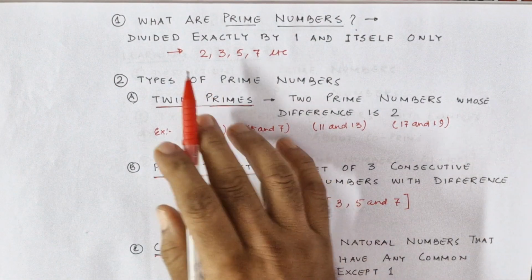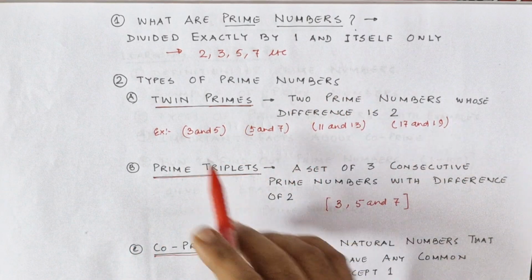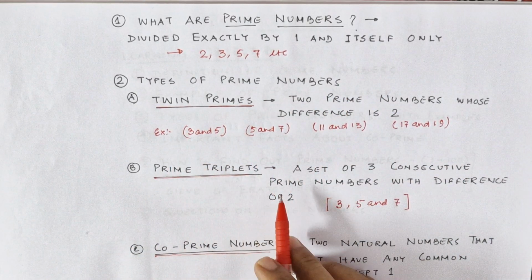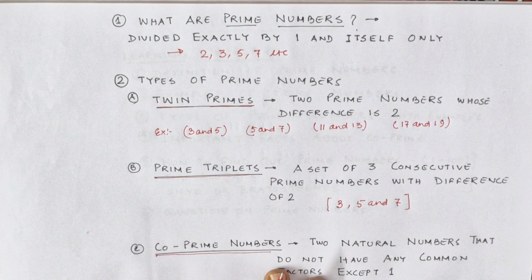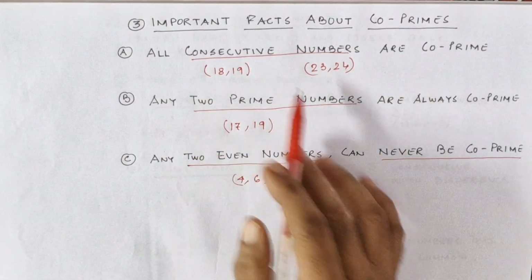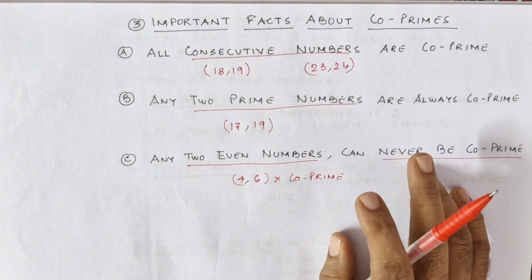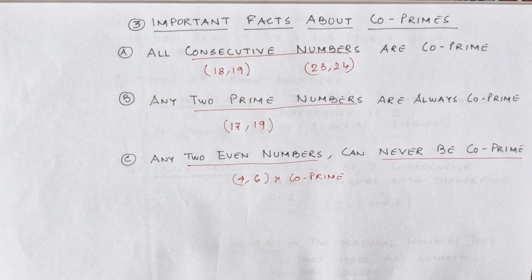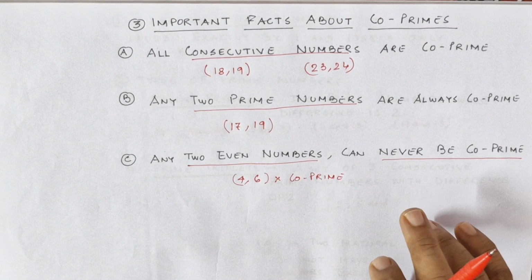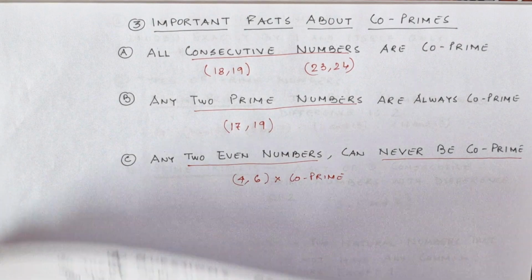So what are prime numbers? There are three types of prime numbers: the twin primes, prime triplets and co-prime numbers. And these are the facts of co-primes. Please pause the video, and if you want to take notes, take a note. If you have any issues, any problem, put those queries into the comment box and I'll try to answer those as fast as I can.